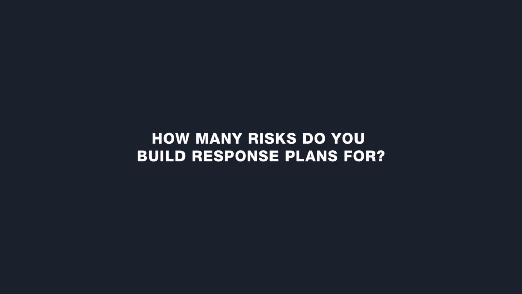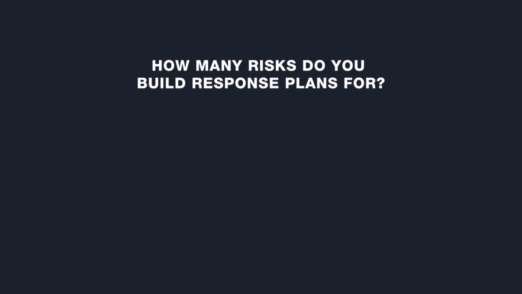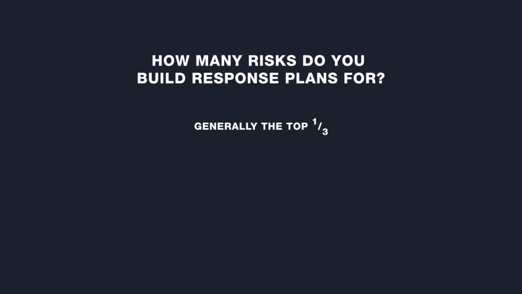How many risks do you build response plans for? This is a subjective decision on the part of the project manager, project team, and sponsor. A general guideline is to have response plans for at least the top third of the risks at a minimum. Having response plans for at least half of the list would be a more conservative approach. Again, there's no rule for this. It depends on the project, the number of risks, and the risk tolerance of the sponsoring organization.